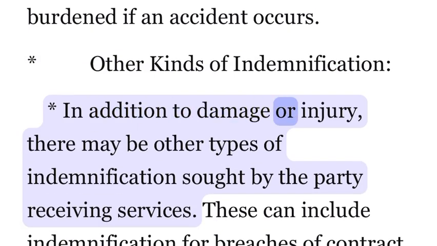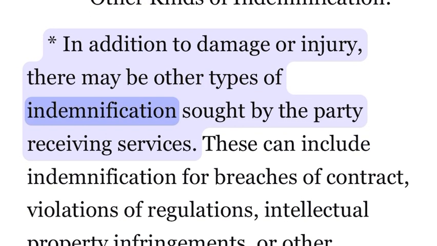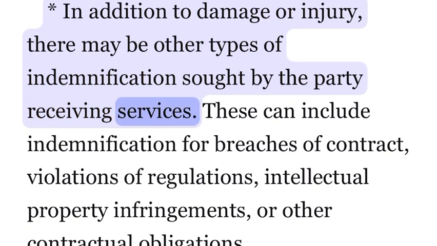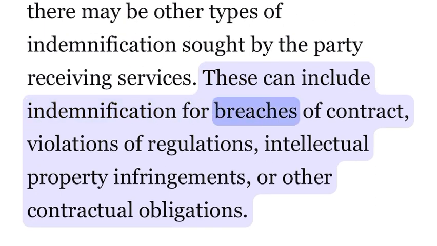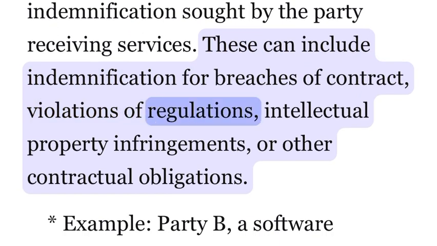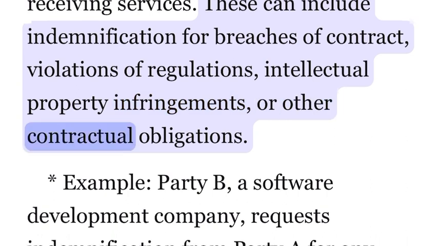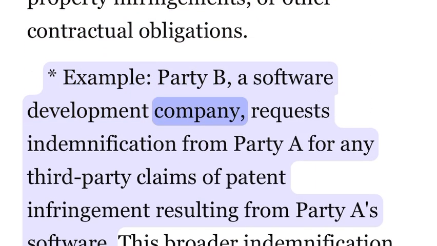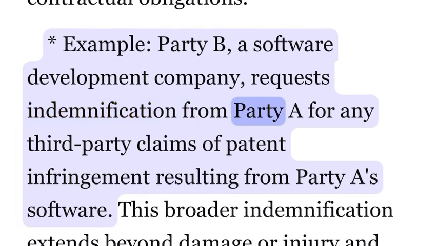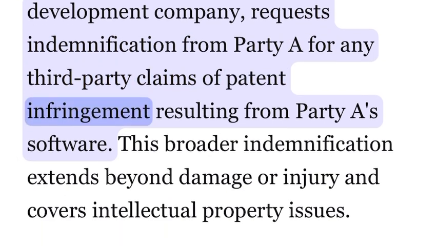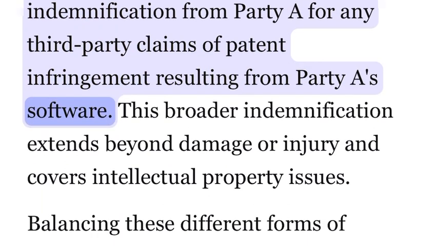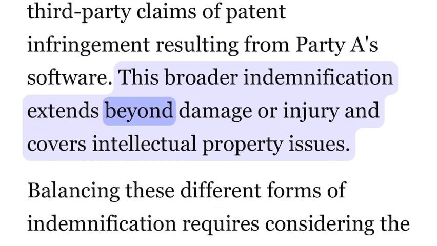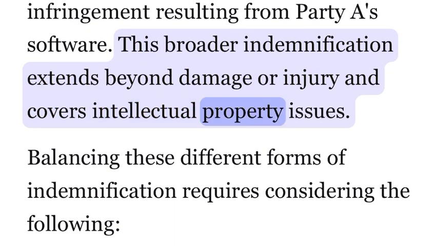In addition to damage or injury, there may be other types of indemnification sought by the party receiving services. These can include indemnification for breaches of contract, violations of regulations, intellectual property infringements, or other contractual obligations. Example: Party B, a software development company, requests indemnification from Party A for any third-party claims of patent infringement resulting from Party A's software. This broader indemnification extends beyond damage or injury and covers intellectual property issues.